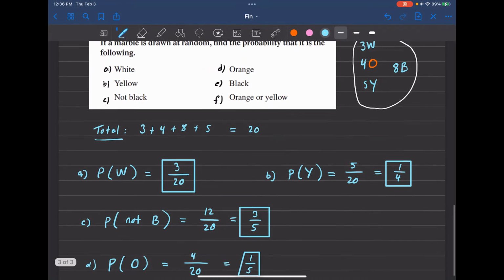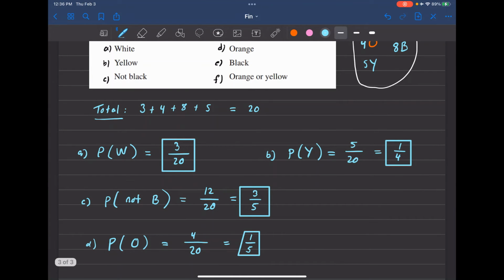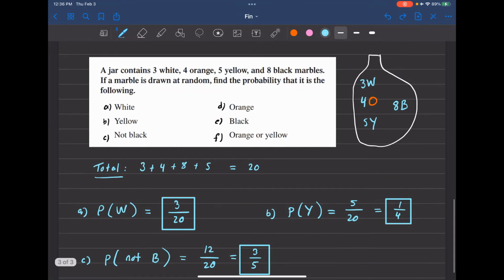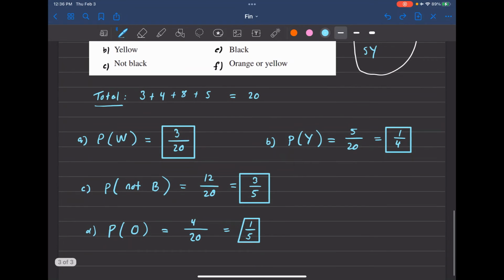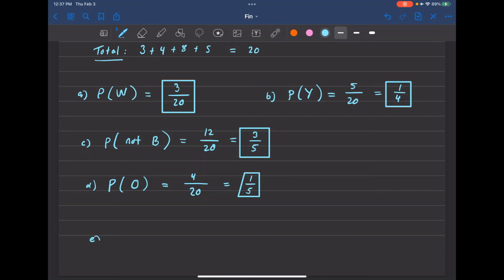Now let's take a look at part E. In part E, we want to pull out black marbles. We said that there are 12 that are not black, which means the remaining ones are black. You can do it 2 ways. You can use the complement, which I haven't really talked about yet, or you can just go to our jar and see there are 8 that are black, which means the probability of getting a black marble, part E, is 8 out of 20, or simply 2/5.